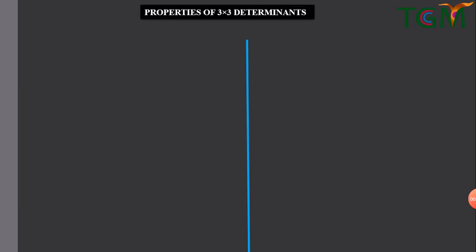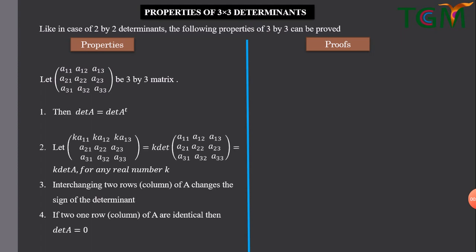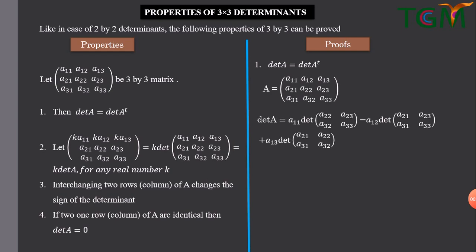Okay, let's look at the properties of 3 by 3 determinants. Like in the case of 2 by 2 determinants, the following properties of 3 by 3 determinants can be proved. If we let A be a 3 by 3 matrix, the determinant of A is equal to the determinant of A transpose. These properties are just the same as properties of 2 by 2 determinants. The determinant of matrix A is equal to that, and the determinant of A transpose will be the same.